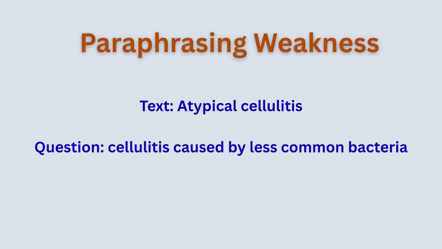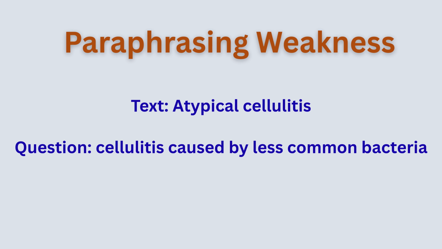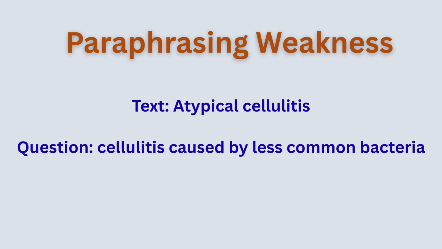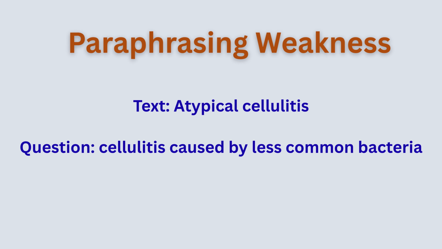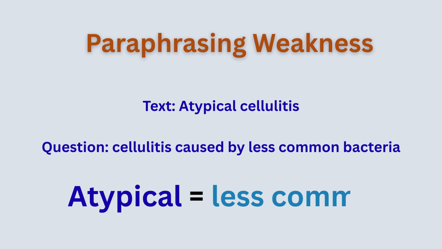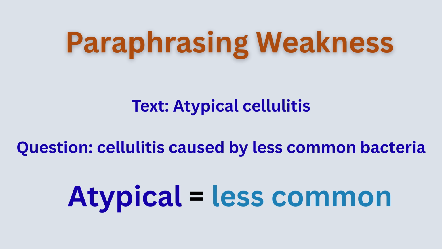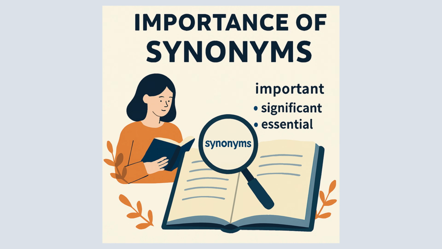Another significant reason for a low reading score is a problem with paraphrasing. OET rarely uses exact wording between question and text. For example, the text mentions atypical cellulitis, whereas the question mentions cellulitis caused by less common bacteria. If you can recognize that in some instances atypical and less common can give similar meaning, you can easily answer the question. If you want to be good at recognizing paraphrases, you should practice with synonyms in grammar.